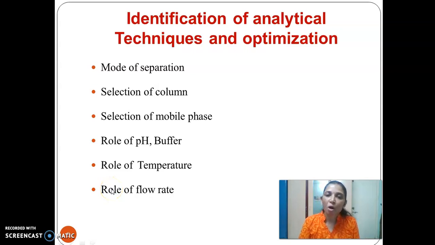So when you optimize the HPLC method to determine the drug in plasma or serum, we have to first select the column and select the mobile phase. According to that you select the mobile phase, then maintain the temperature of the column, and also select the flow rate.